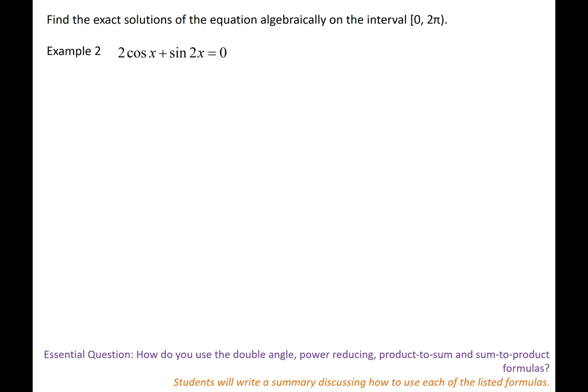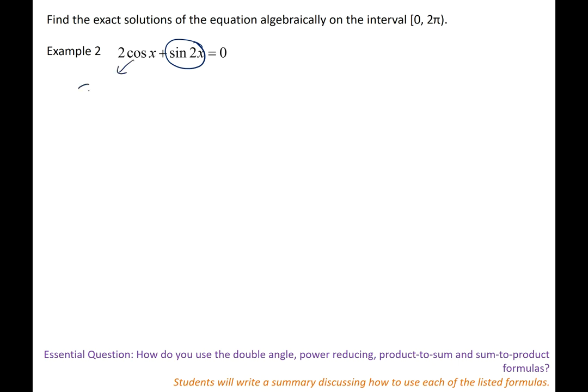We're doing on time 38. Good. All right, we got to find the exact solutions of the equation algebraically. They gave us the interval. That means just 1 revolution around the unit circle. Okay. So the idea here is before I can do any kind of factoring to be able to solve and use the zero product property, I need to get rid of the double angle. So do you see the double angle guy hiding out here? So I'm going to substitute in for that.